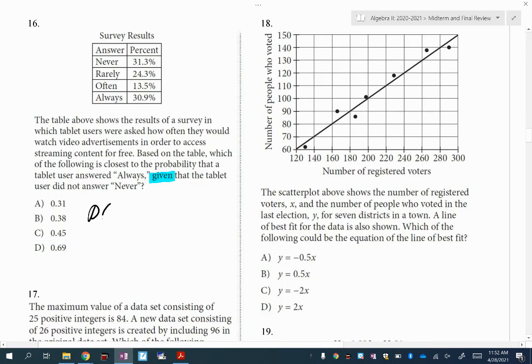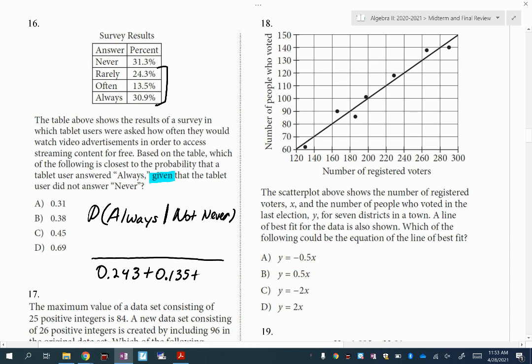So how you write this is you write probability that they answered always, and then you put this bar for given that they did not answer never. So not never. Now, how you do this for a formula is your denominator is that condition. So it says given that the tablet user did not answer never. So in the denominator, I'm going to put the percentages of those that answered not never. All right, so that's these three here. So I have 0.243 plus 0.135 plus 0.309. I change them to decimals.